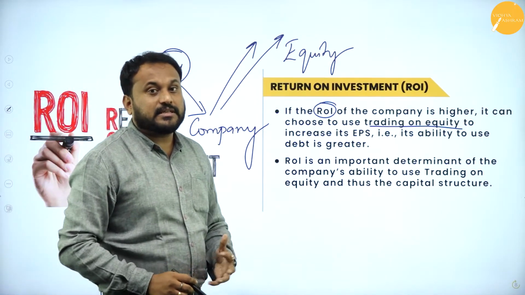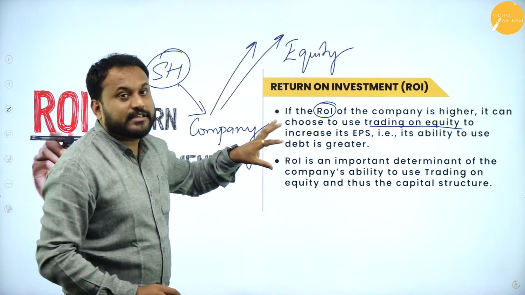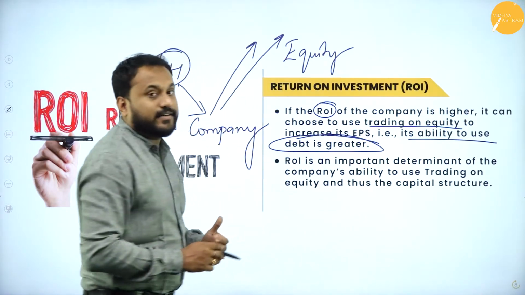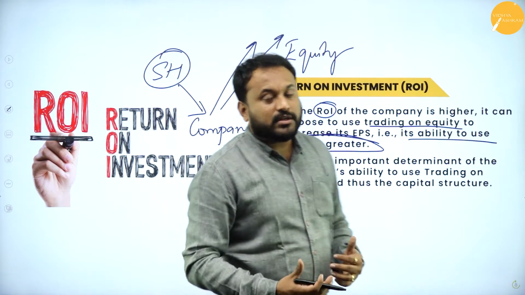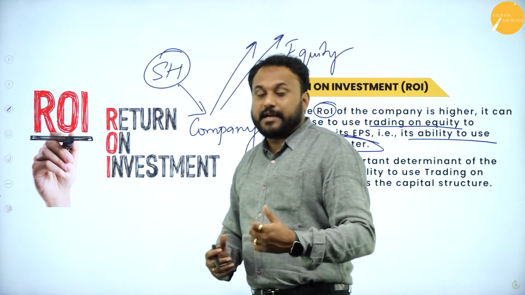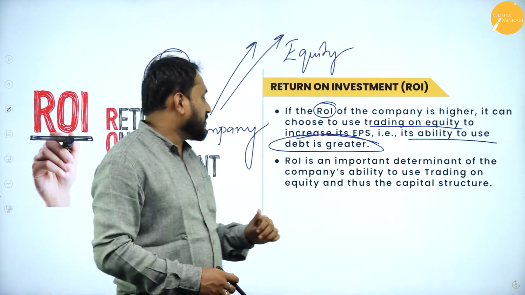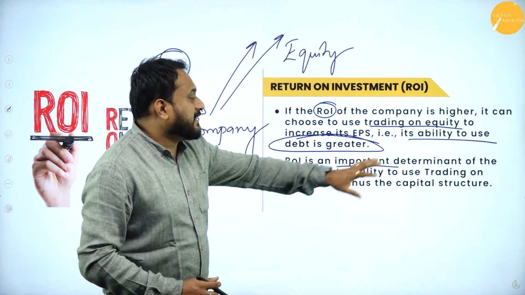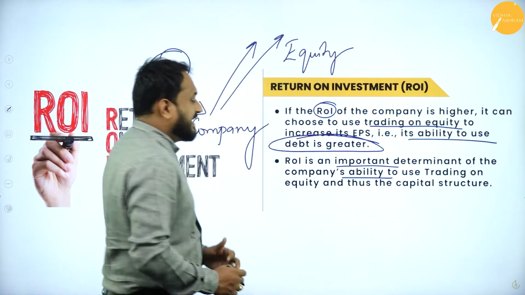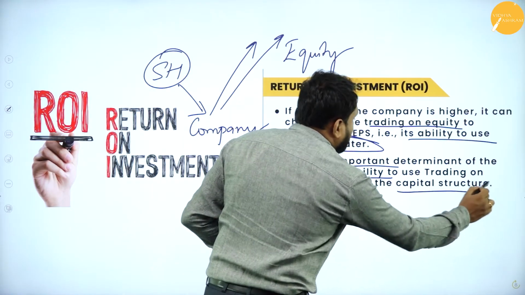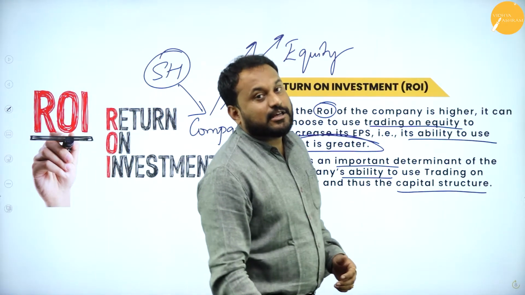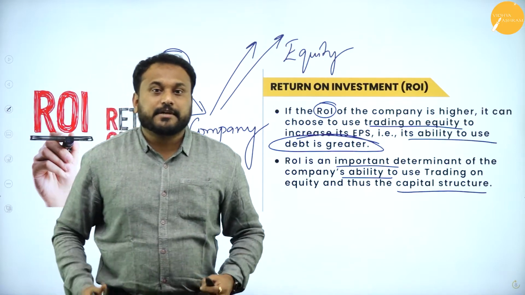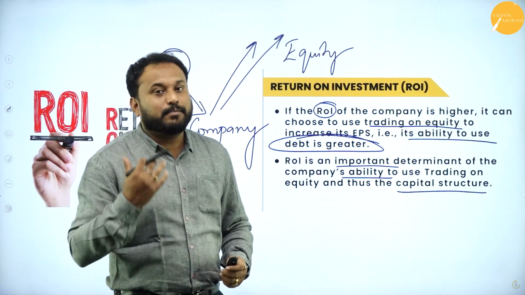That is, my earning per share is getting more. So what happens is we can actually go for the equity to increase its EPS, its ability to use debt is greater. Now try to understand. When I have more return on investment, right? I'm getting it. Now it is what? It is a growing phase. When I say it is a growing phase, ROI is an important determinant. What is it? ROI is an important determinant of the company's ability to use trading on equity and thus the capital structure. So we can actually go for what? Trading as well as the capital structure. So that is why the ROI of any company, whenever they go with return on investment, it should be more. If it is less, then there is a problem.